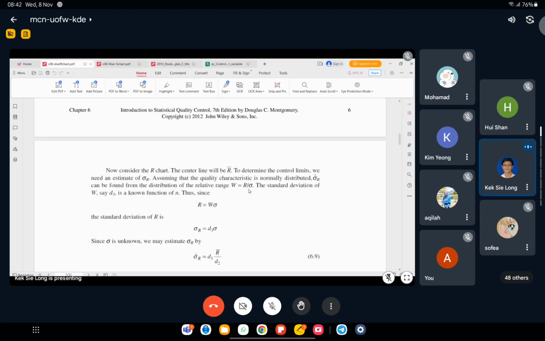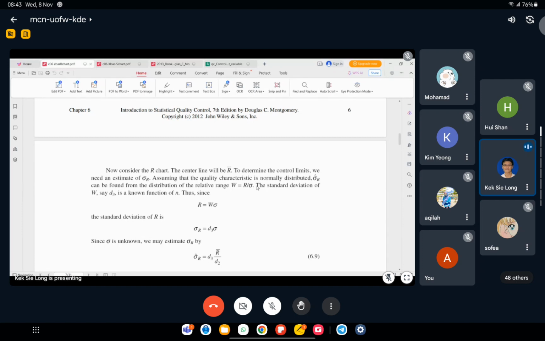So the meaning of sigma is still the same. It represents the population standard deviation. We won't change the meaning. Then the standard deviation of W. Sometimes we feel confused because when we read through the e-book or text, you see set D3. This is to define, or assume, that small d3 is the standard deviation for the distribution of the relative range W equal to R over sigma.